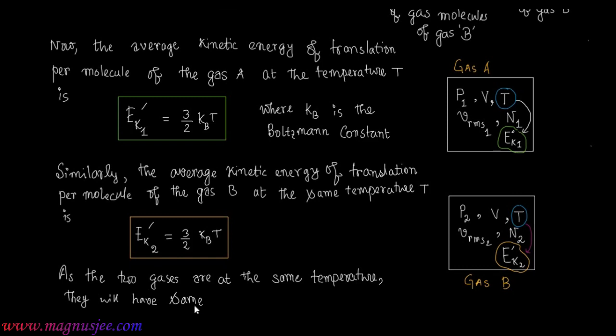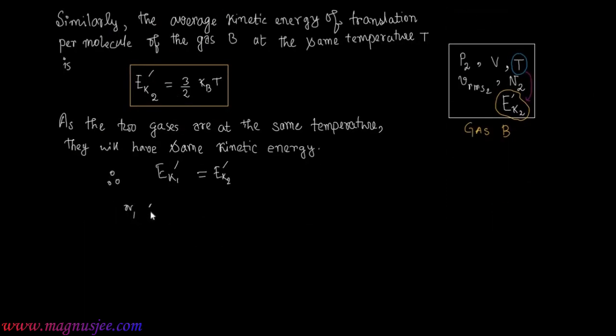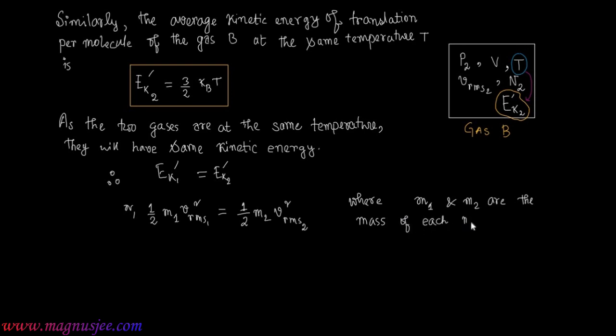As the two gases are at the same temperature, they will have the same kinetic energy of translation. Therefore, EK1 prime will be equal to EK2 prime. Therefore, 1 by 2 small m1 vrms1 square will be equal to 1 by 2 small m2 vrms2 square, where small m1 and small m2 are the mass of each molecule of gas A and gas B respectively.